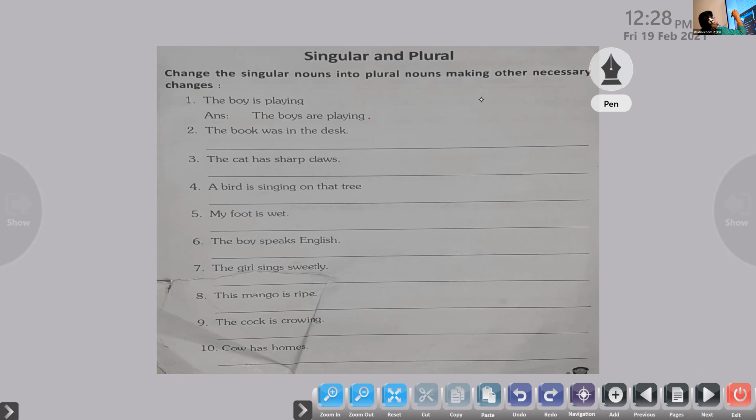Now, Renfred, can you make an attempt at the second question? Yes, come on fast. The book was on the desk. Very good. The plural for was is were, and books for book. Change that into books. The books were on the desks. Okay, you can change that into plural form.